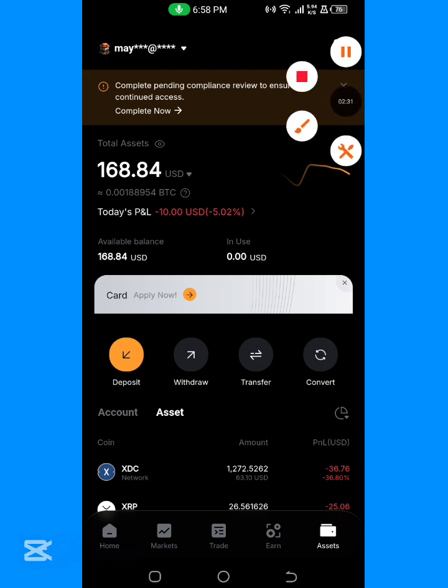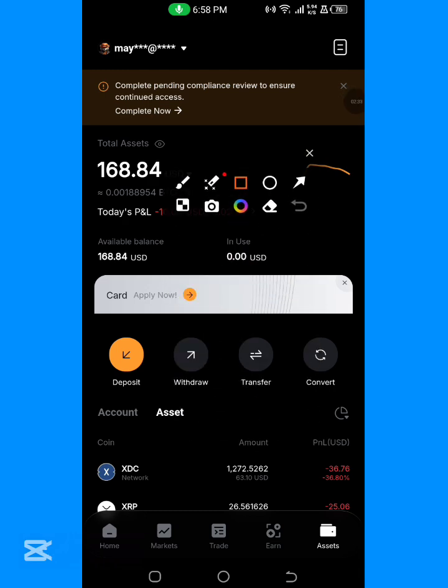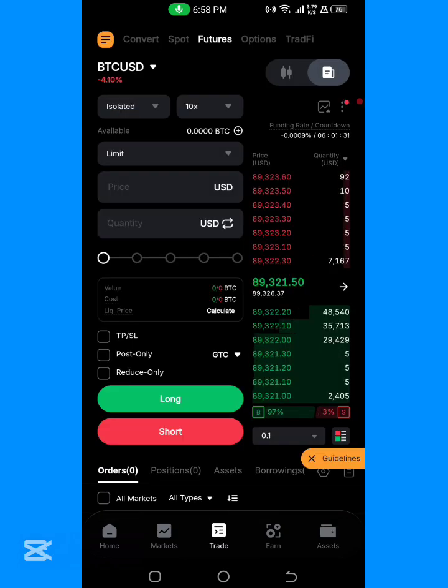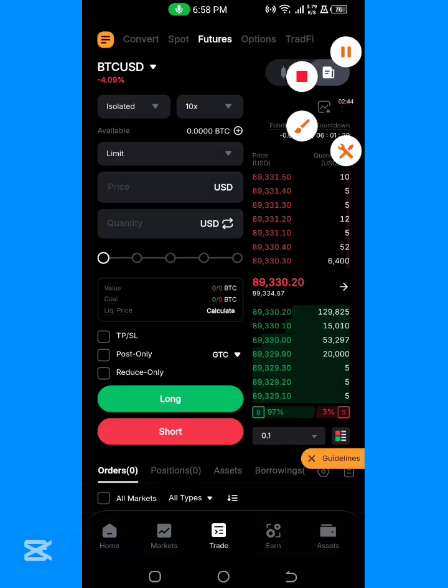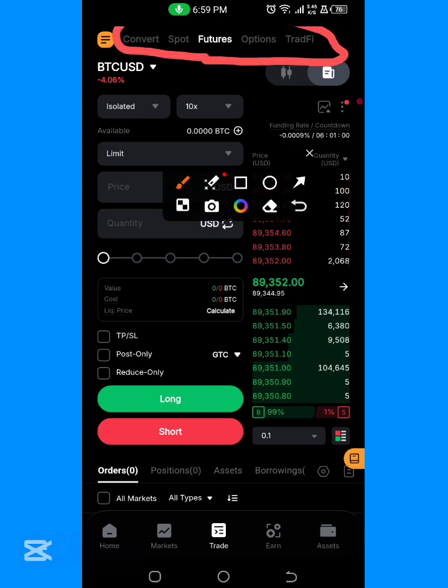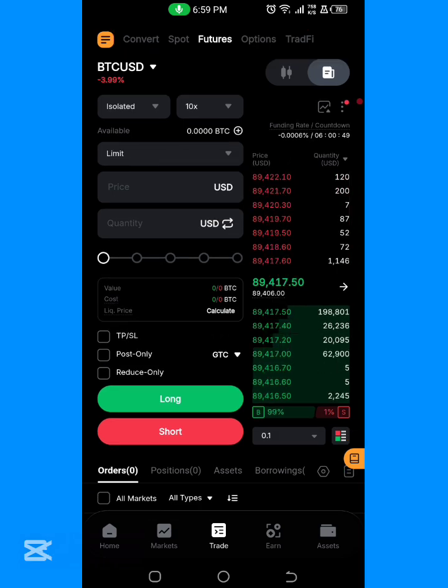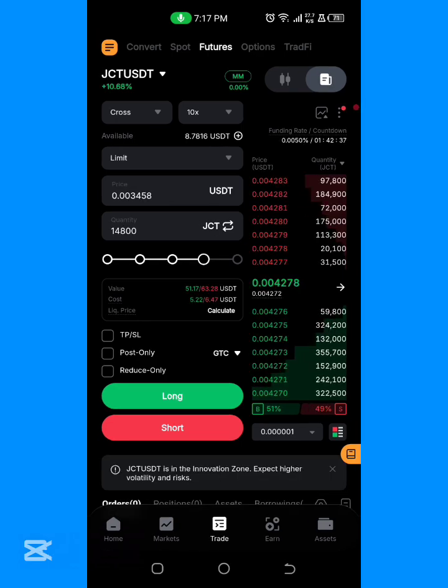Now, since I have transferred money to my Unified account, you simply come to trade. Look at trade at the bottom here. Once you click on trade, you are going to see convert, spot, and futures. Make sure you click on futures there. So now you can see from my home I have clicked on futures. Once you come to this futures trading tab on Bybit, there are certain things you need to know.